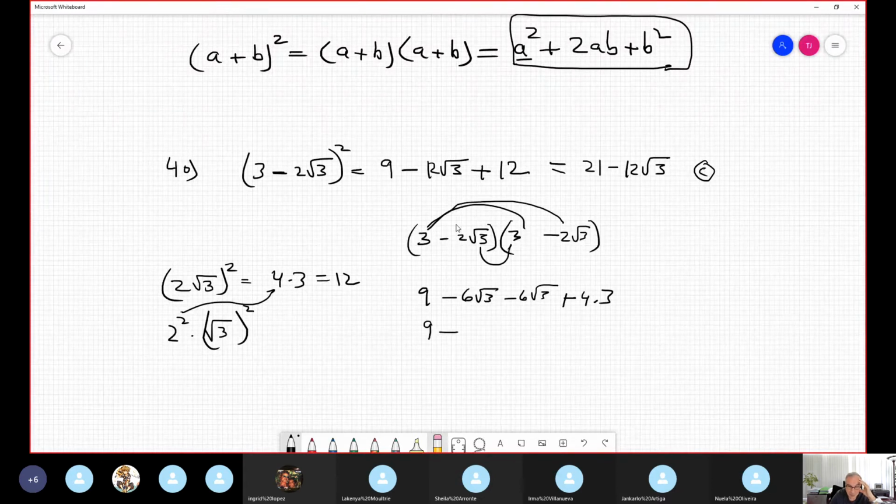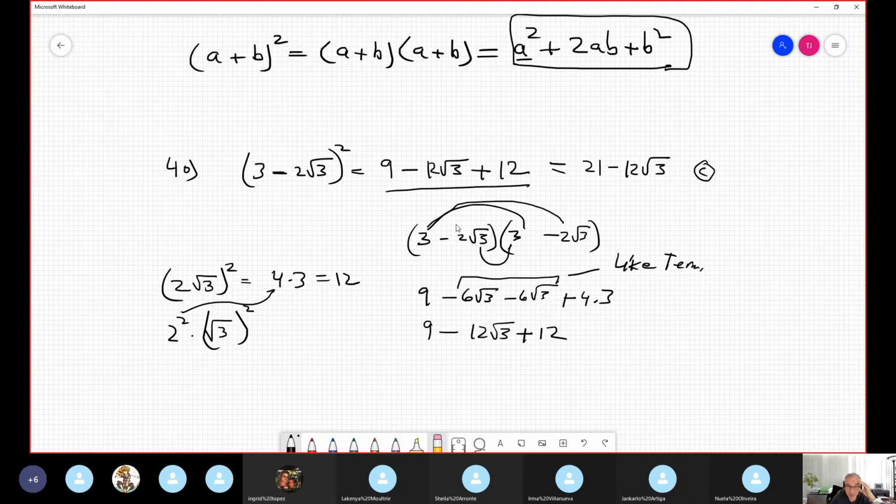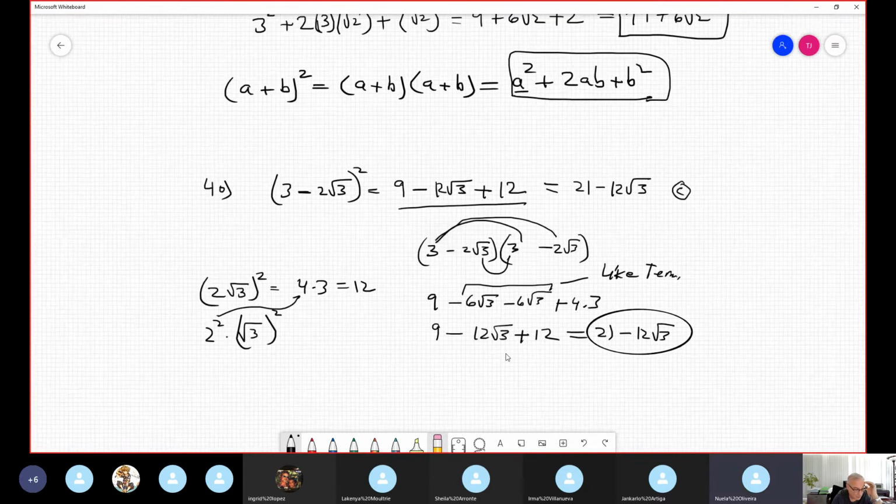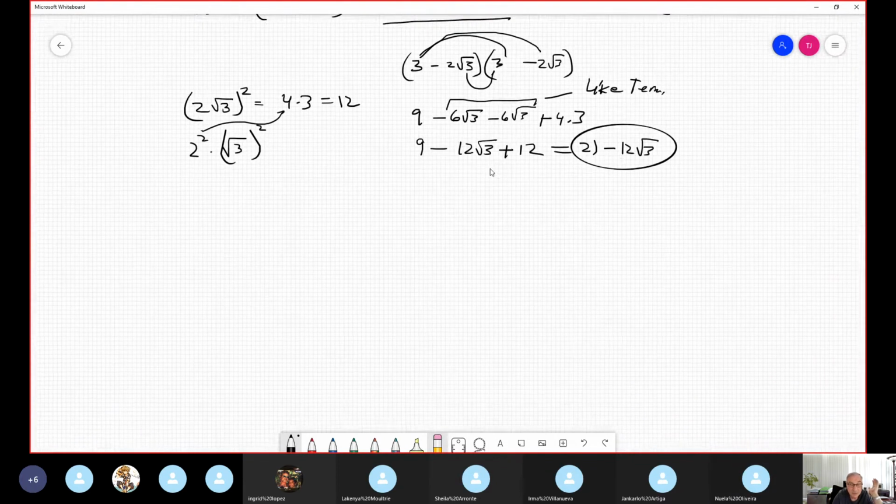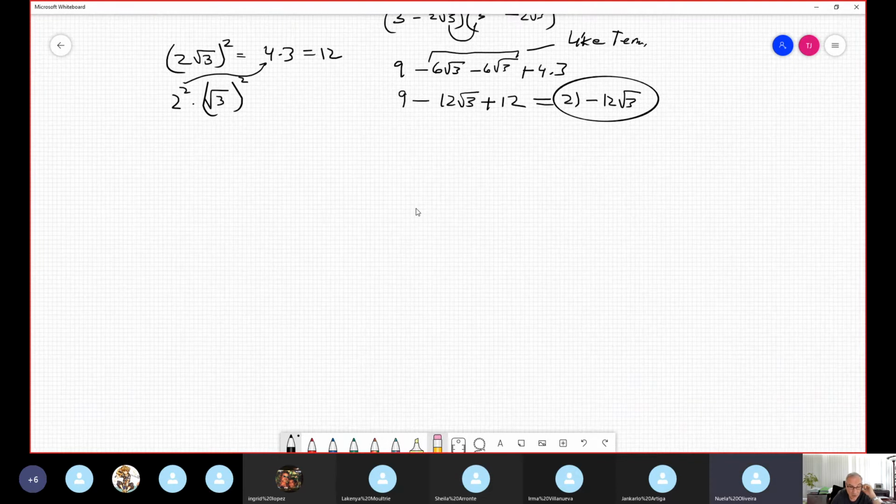So we have 9 minus 12 radical 3. We combine like terms. And this is like terms, and this is 12. And so we come back exactly the same as this. Combine like terms: 21, 12 plus 9, 21, minus 12 radical 3. Either way, guys, I don't care. The way you prefer, you select. I give a recommendation, but it's up to you. Does everyone follow me or totally lost?